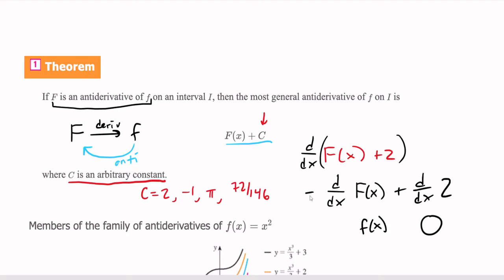Right? So it does not matter what I add to this function here, because it does not impact the derivative. So f of x plus 1, plus 2, plus 3, plus 4, plus pi, minus 3, minus 7, whatever, all of those functions have the same exact derivative.